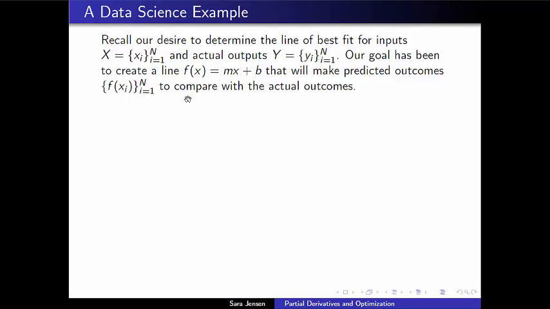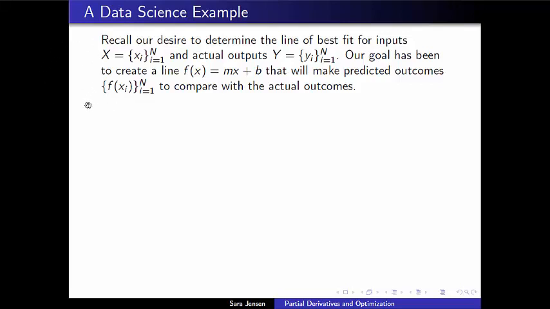And our goal when we're trying to create the line of best fit for a set of inputs and outputs is to come up with a line where we'll plug in an X value as our input and get a predicted Y value as an output. And so what we could do for each of the x sub i's in our input set is compare the actual outputs to the predicted outputs via the residual sum of squares. So that's the example that I want us to think about.